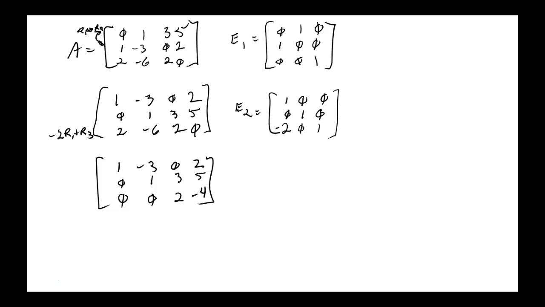Okay, now we are in row echelon form. Not reduced row echelon form, but row echelon form. So we're where we wanted to be, okay? Oh, no, we're not. One more step. Almost there.